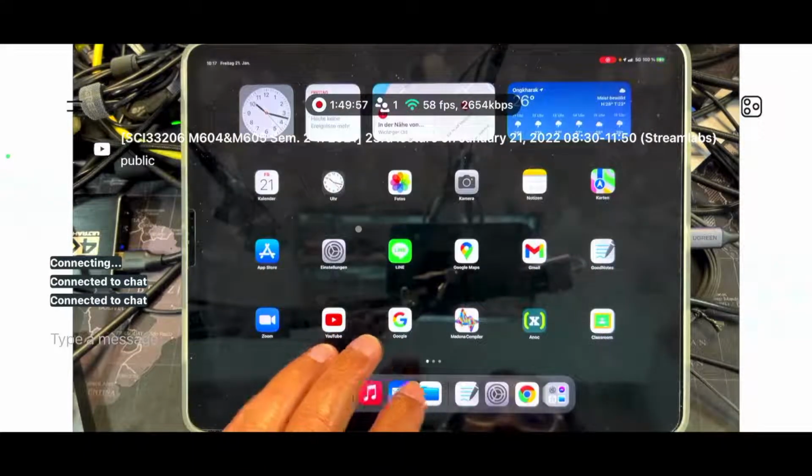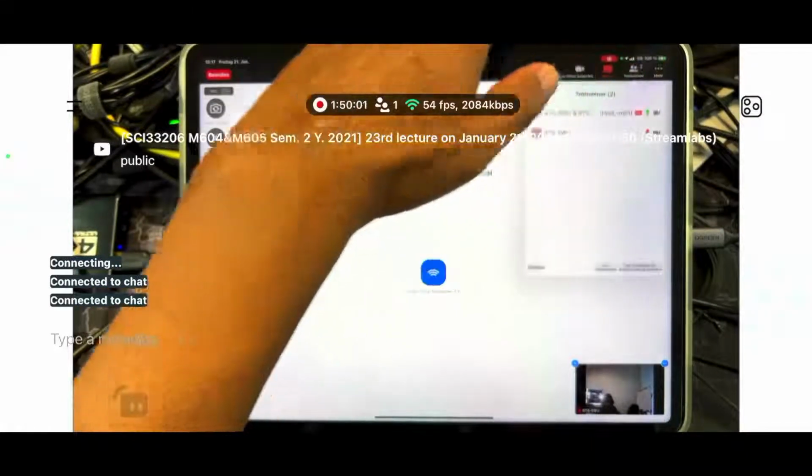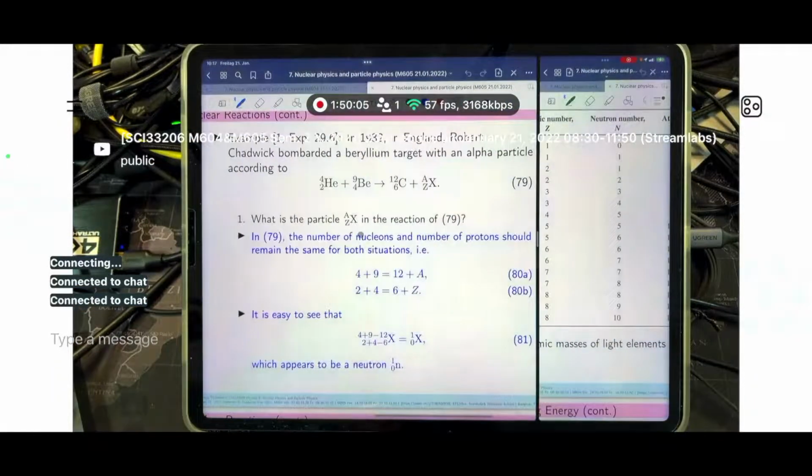Let me check Zoom first to see whether anyone wants to join. Okay, no one, right? No one wants to join us in Zoom.